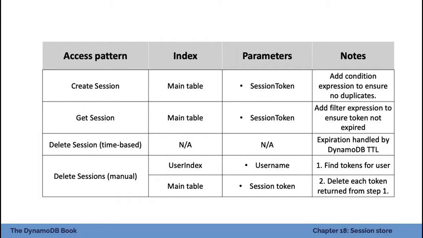Second access pattern we have here is that get session. Again, that's going to happen on that main index. You're going to have that session token parameter. And one thing you want to do there is add a filter expression on there to ensure the token is not expired, because the DynamoDB TTL, they say they generally delete within 48 hours. I usually see better than that, but just in case, you want to use that filter expression to filter out any tokens that should have expired but haven't been.